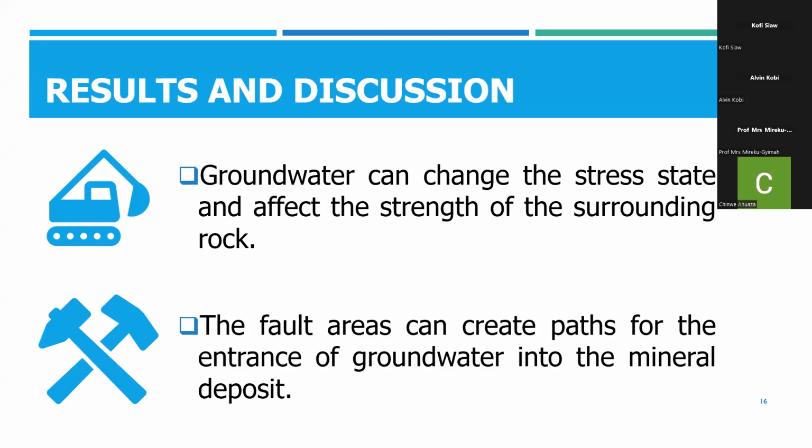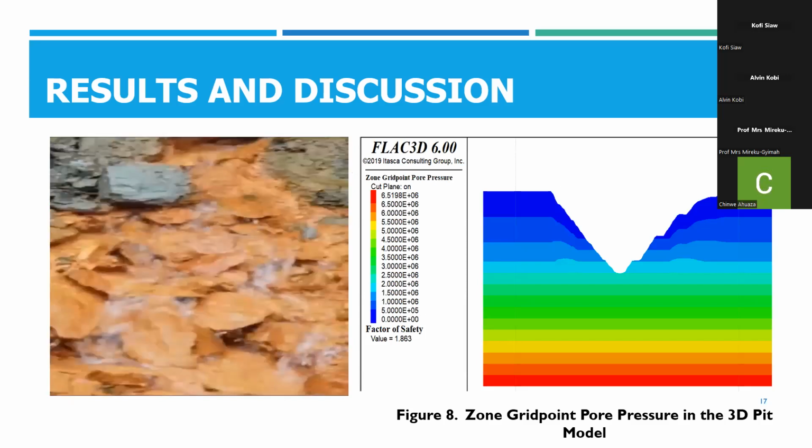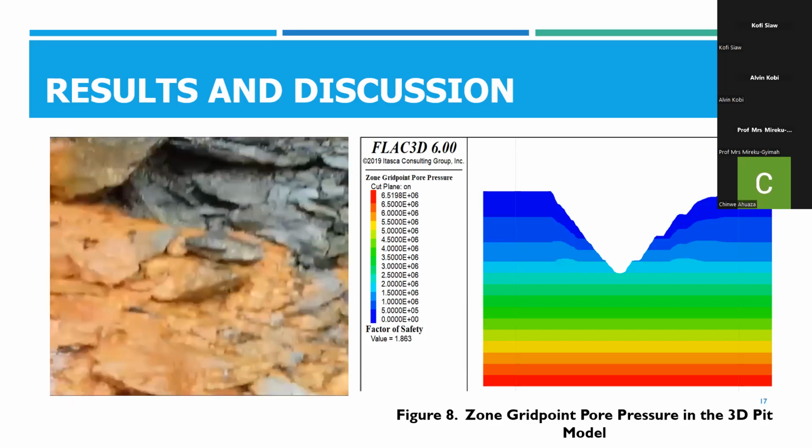And they basically change the stress state of the rock, the surrounding rock of the pit, and also increased pore pressure results in a reduction in the shear strength of the rock units in the pit. So groundwater also showed a significant effect on the stability. And also fault areas were likely to create paths for entrance of groundwater into the pits. And in the video on the left, we can see seepage of groundwater into the pit model. And as shown in figure 8, we can see the pore pressure gradient of the pits was simulated for.